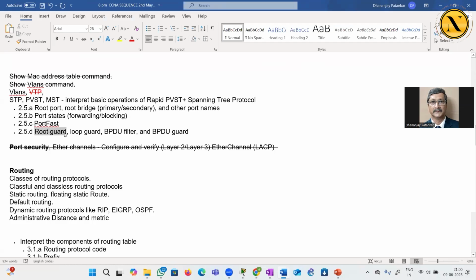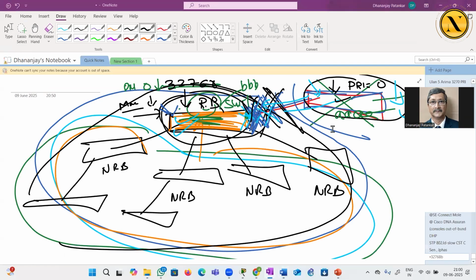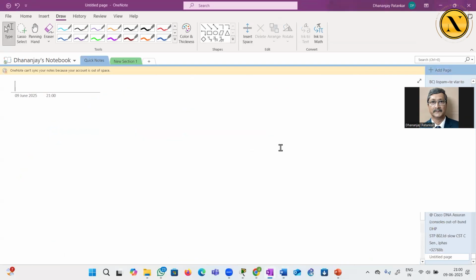So I have struck off root guard, right? Spanning tree guard root. Now, BPDU guard. Let's take up this one. Who sends BPDUs? Switches, not end users, right? Laptops or desktops don't send them. BPDU guard. What is this concept?